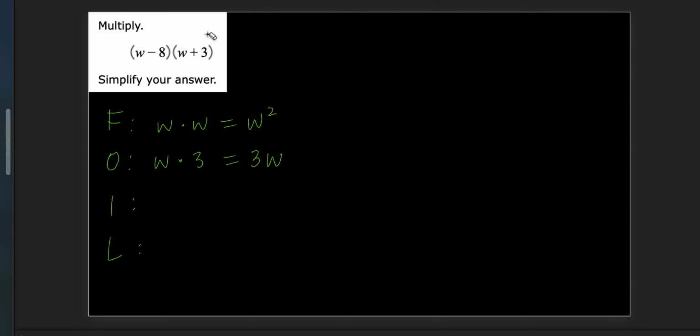The inner positions are right here, negative 8 times w. So that's negative 8w. The last positions are these two, negative 8 times 3. And that's negative 24.